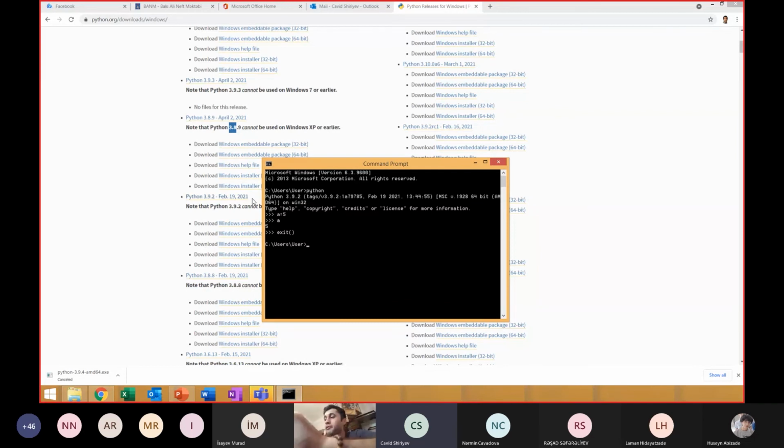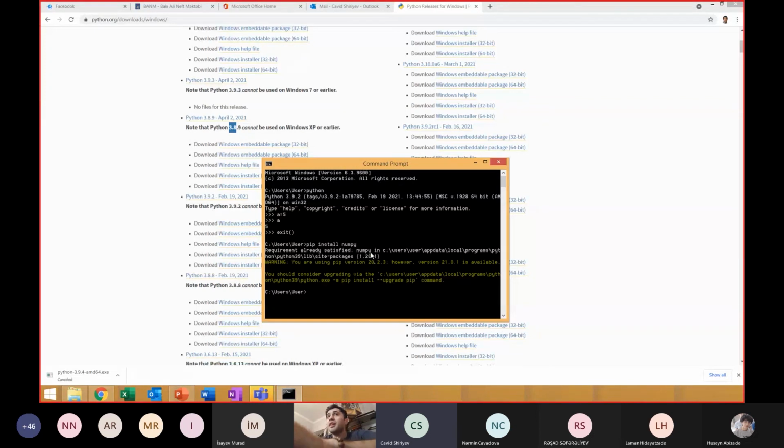Then another thing you need to do is pip install numpy. If you type pip install numpy and press enter, it will start the installation. Since I have numpy on my machine already, it says requirement already satisfied. But in your case, if you see a successful installation at the end, it means that there is no problem with the installation.